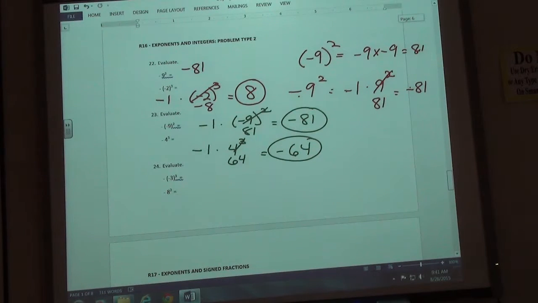So go ahead and try 24 there. Do it on your paper. If you're not sure, check it with your calculator. See if you get the same numbers.